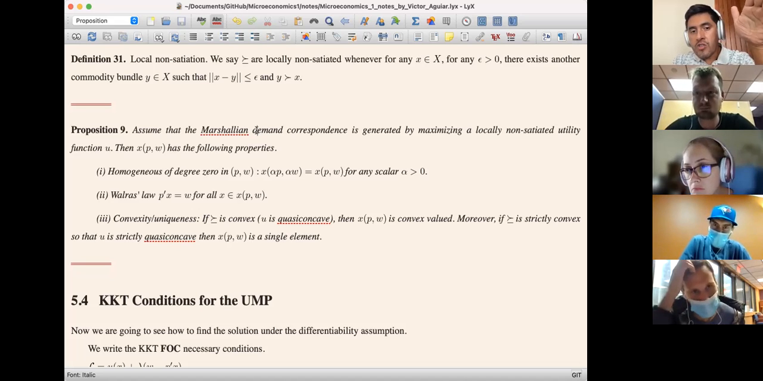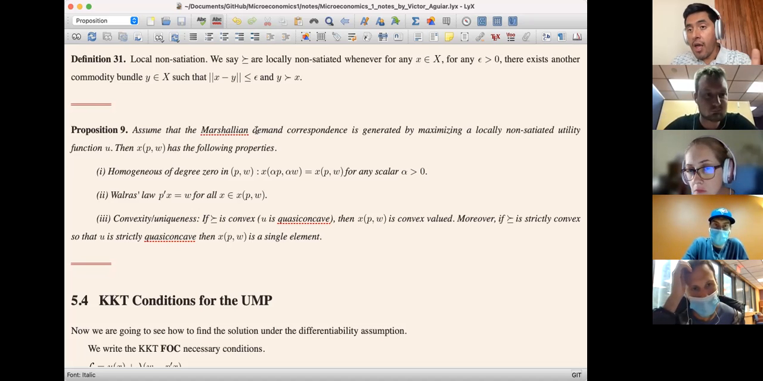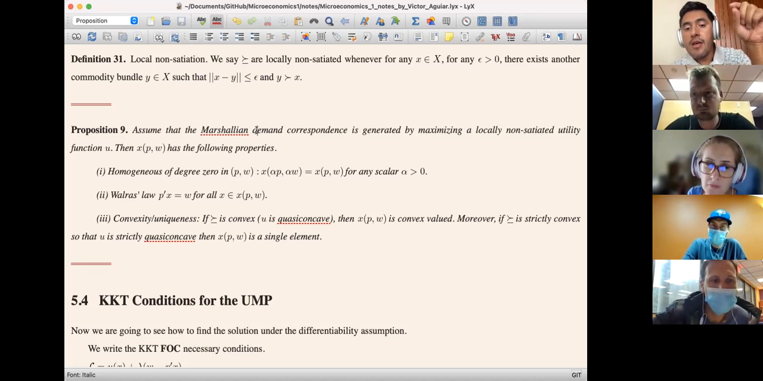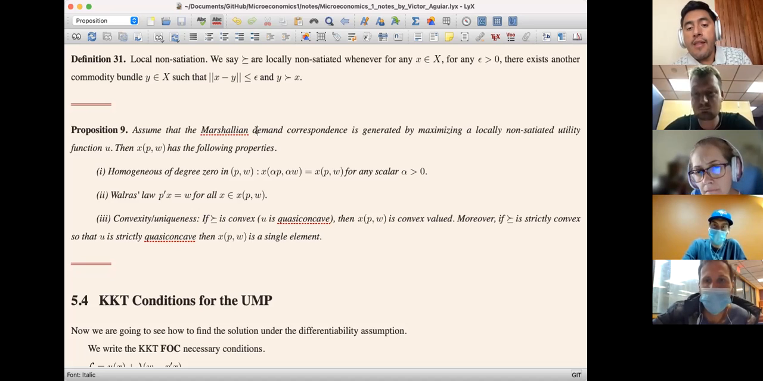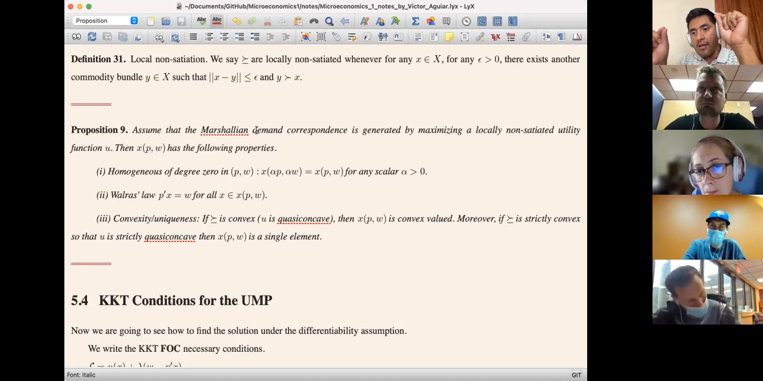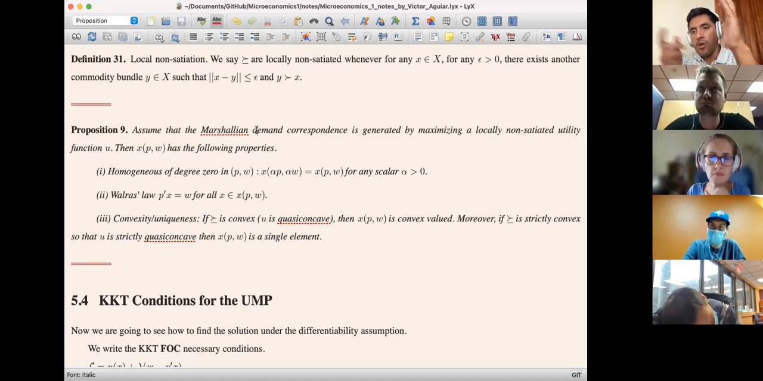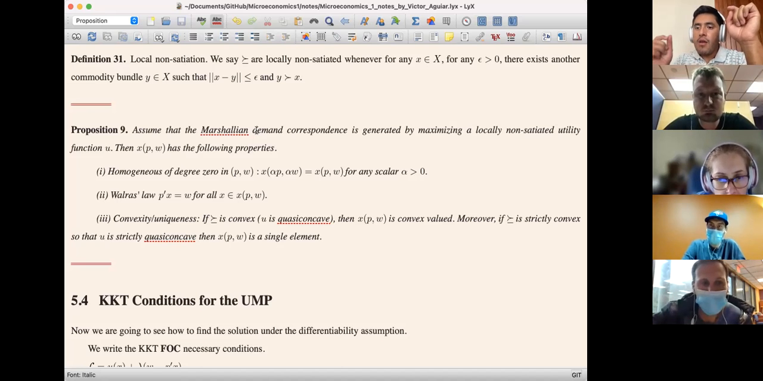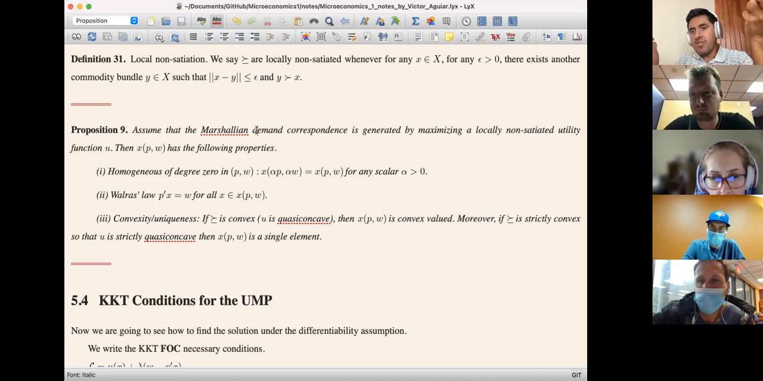Finally, if on top of local non-satiation we add that the utility is quasi-concave, or that the preference relation represented by such a utility function is convex, then x(p, w) is convex valued. I'm going to tell you what a convex preference is in a second, but I already told you at the beginning of the class in the previous lecture. Convex valued means that the image of the demand correspondence is a convex set. Take any two points inside the image, and then the linear combination of them has to be inside the image of the demand. In one dimension, it has to be a connected interval, and a counterexample is a disconnected interval.